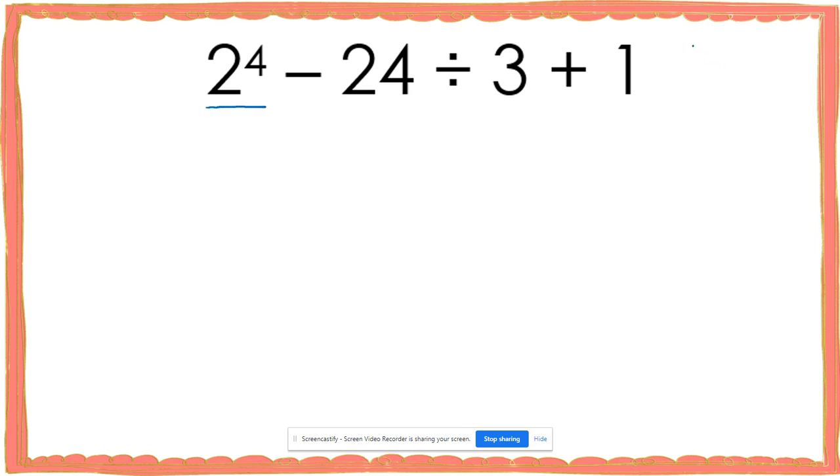Well, that 2 to the 4th power tells me to multiply 2 by itself 4 times. So it tells me to do 2 times 2 times 2 times 2. Well, when I multiply 2 times 2 times 2 times 2, I'm going to get 16. So 2 to the 4th power is going to be simplified to 16, and then I'm going to rewrite the rest of my expression.